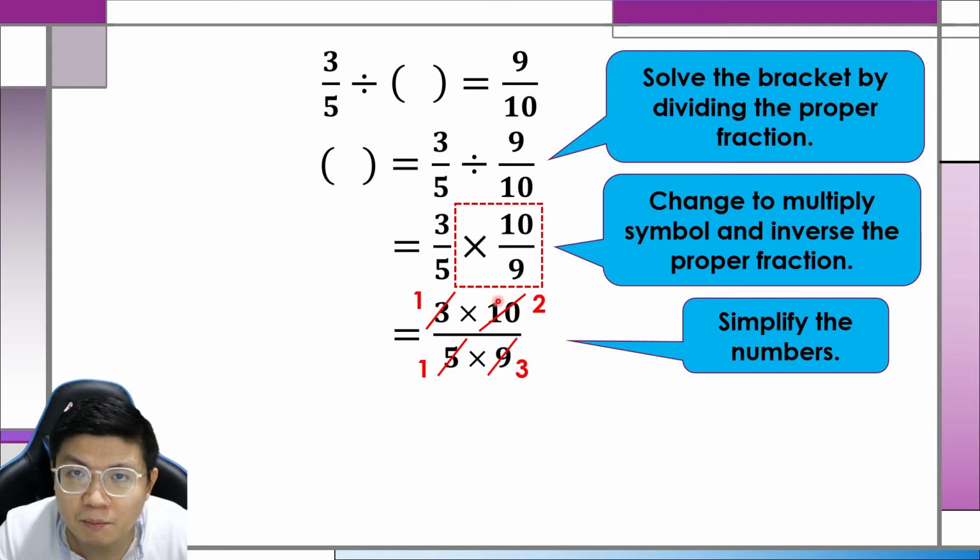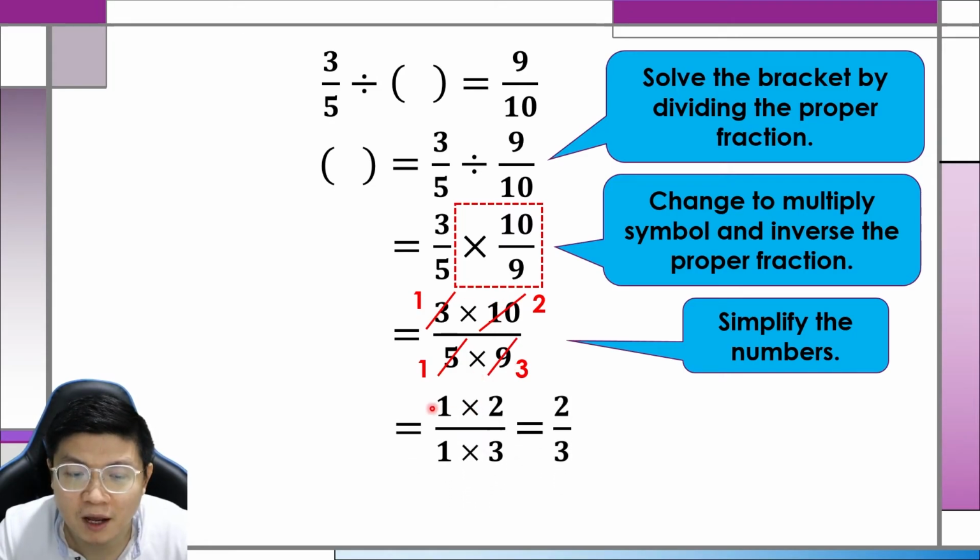So after you simplify it, then I multiply 1 times 2 over 1 times 3, which is 2 over 3. This is a proper fraction. You do not need to convert it into a mixed number. Just leave it like that.